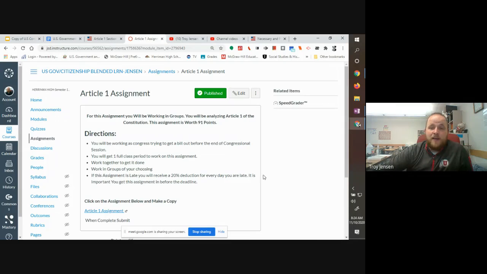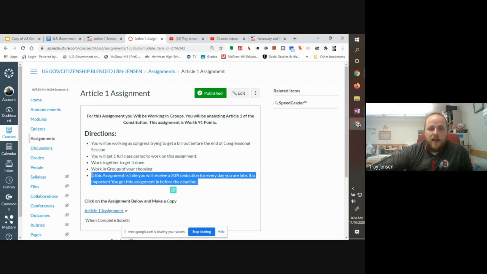one of the big things behind it, I usually don't deduct points on assignments unless they are late after the unit test. But for this assignment, I'm making an exception. If you are late on this assignment, you will receive 20% deduction for every day that you are late. Okay, so after 5 days, just like how the president can issue a pocket veto, the bill will die.